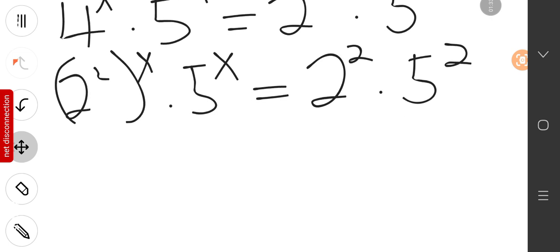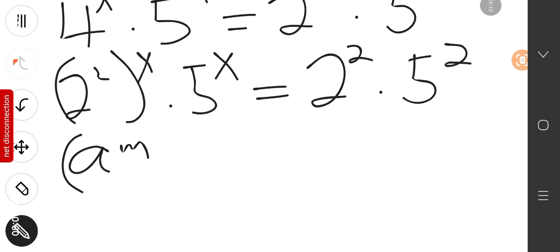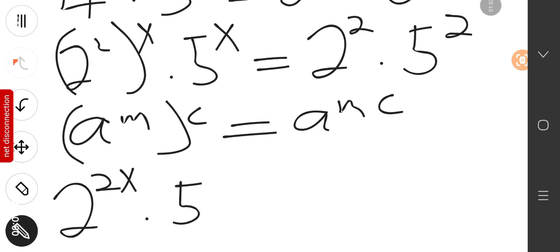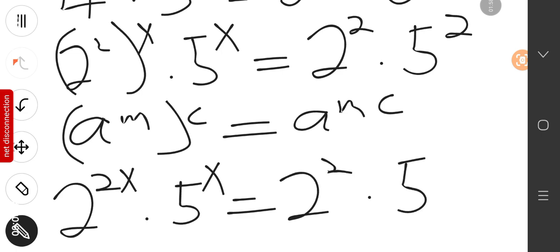All right, so this is what we have. Now here you're going to apply the power of a power rule of indices. So you say a^m raised to the exponent c equals a^(mc). Therefore, our equation becomes 2^(2x) times 5^x equals 2^2 times 5^2.